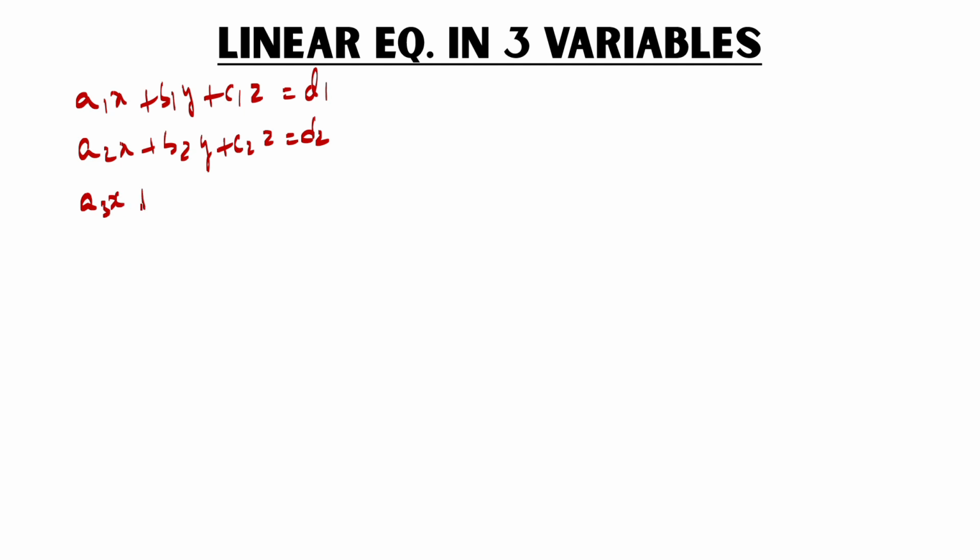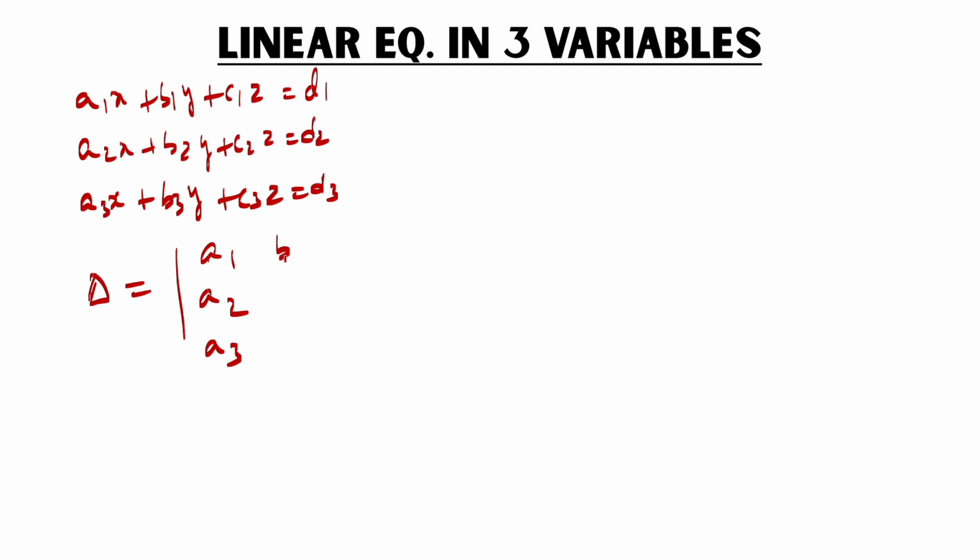Now let us take the linear equations in three variables case. Let's take three variables: a1x plus b1y plus c1z is equal to d1, a2x plus b2y plus c2z is equal to d2, a3x plus b3y plus c3z is equal to d3. Now what is det? The determinant is equal to the coefficients of x, y and z, which are a1, a2, a3, b1, b2, b3 and c1, c2, c3, right?